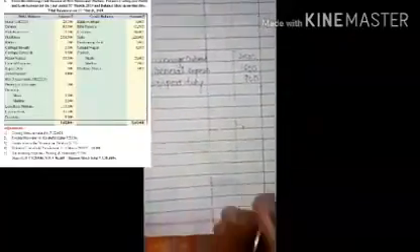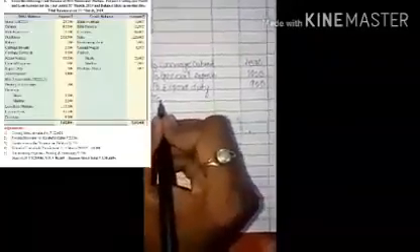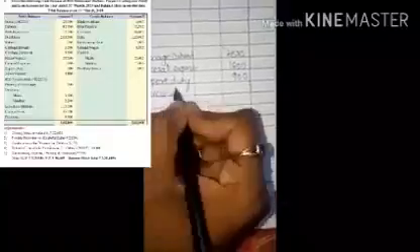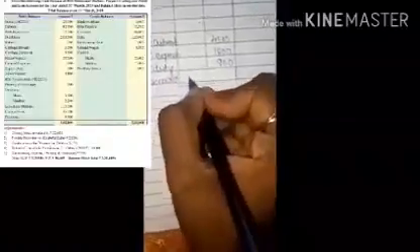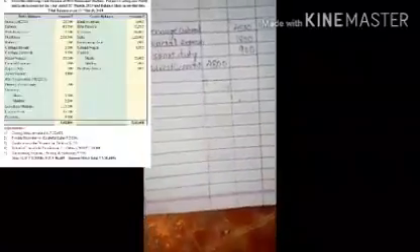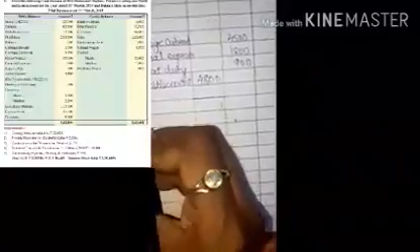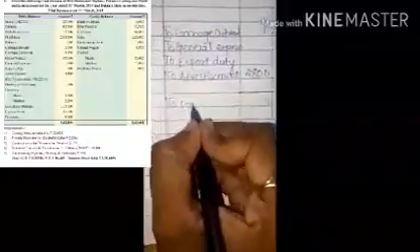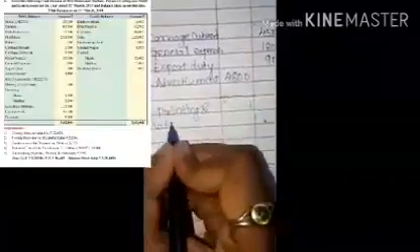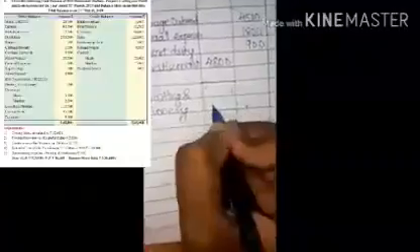Next item is advertisement, and the amount of advertisement is 4,800. Advertisement has some extra information, so we will write 4,800 in the inner column because it has a hidden adjustment. Next item, printing and stationery. So profit and loss account, "To printing and stationery." Inner column 1,200 because it has an adjustment and we have put a star mark on it.